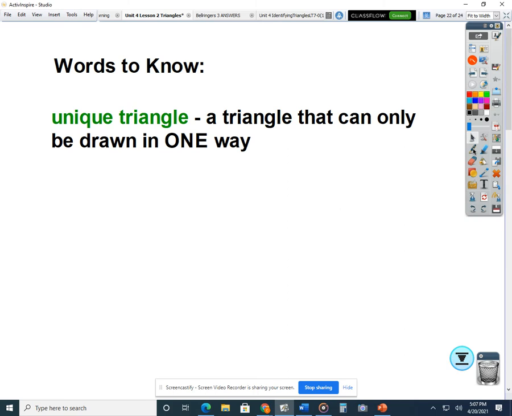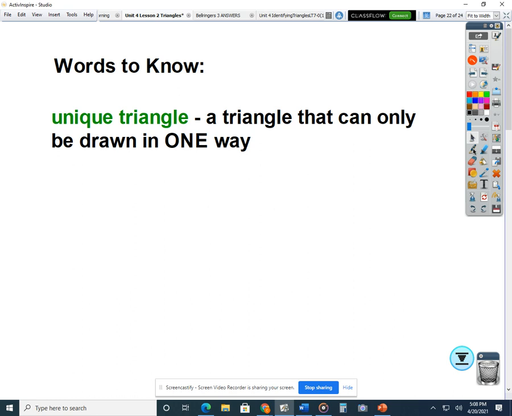All right, we're going to start today by adding to our words to know. So please, in your words to know section of your MEN, please add today's term, a unique triangle. This is a triangle that can only be drawn in one way. When we have information about a triangle, whether we are given the specific lengths of the sides or the measure of the angles, we are able to create a triangle using that information, and sometimes it will only create a triangle drawn in one way. That was our unique triangle.